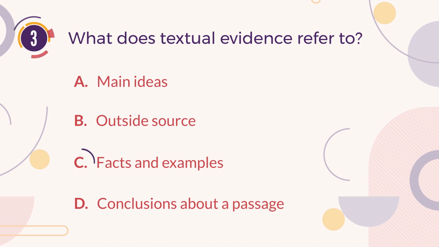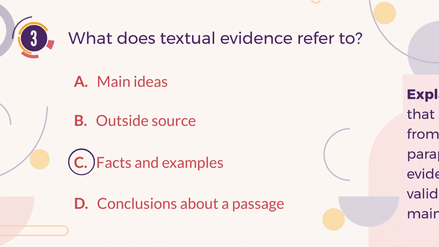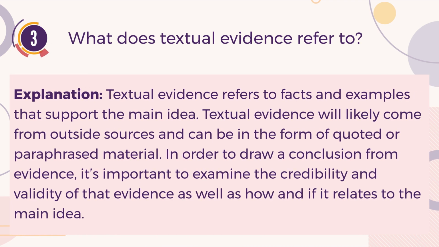The correct answer is C. Facts and examples. Explanation. Textual evidence refers to facts and examples that support the main idea. Textual evidence will likely come from outside sources and can be in the form of quoted or paraphrased material. In order to draw a conclusion from evidence, it's important to examine the credibility and validity of that evidence as well as how and if it relates to the main idea.